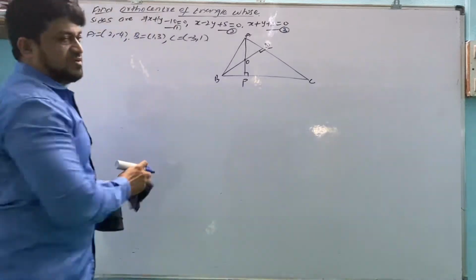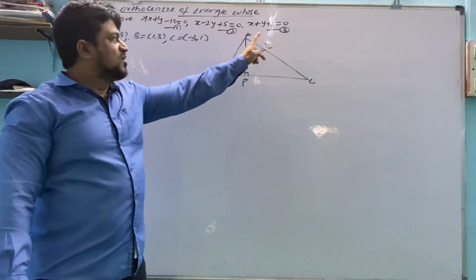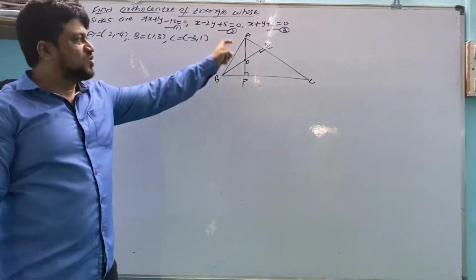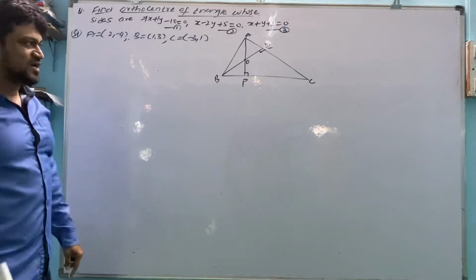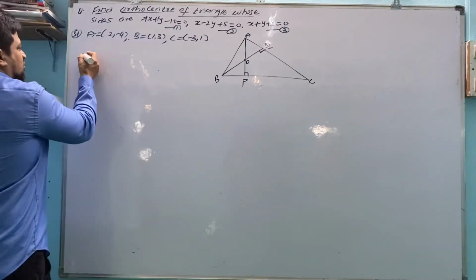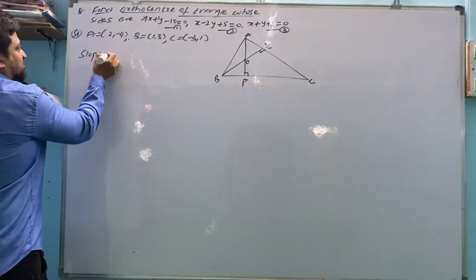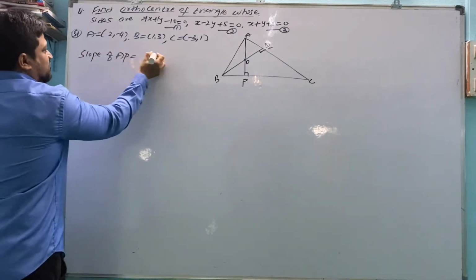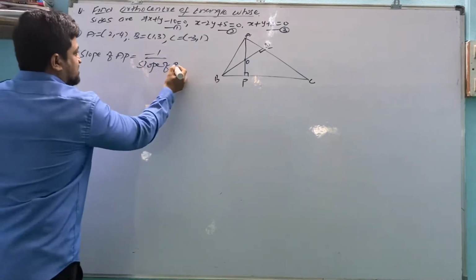In the question, they have given us 3 sides. By solving equations 1 and 2, 1 and 3, and 2 and 3, we got the vertices A, B, C. Once we have the vertices, you can follow the steps I have given earlier. First we have to write the slope of AP. We start by taking slope of AP as minus 1 by slope of BC.